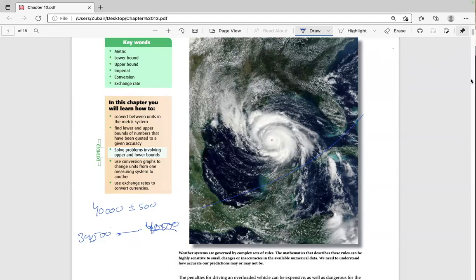Whatever we say, we take half of that. If I say nearest 100, I would write plus minus 50. If I say nearest 10, I would write plus minus 5.